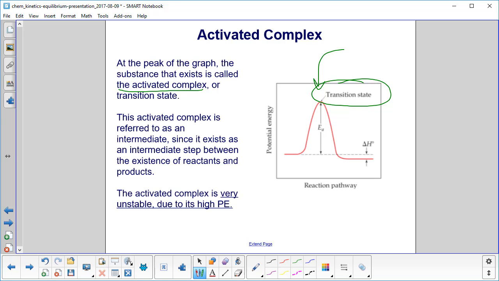It's very unstable due to its high potential energy. Systems always tend to go for lowest potential energy. That's just a fact of the universe, and you'd rather be laying in a hammock than mowing your lawn. Okay, terrible example, but this is important. High potential energy, it's unstable, it doesn't want to stay in that condition.